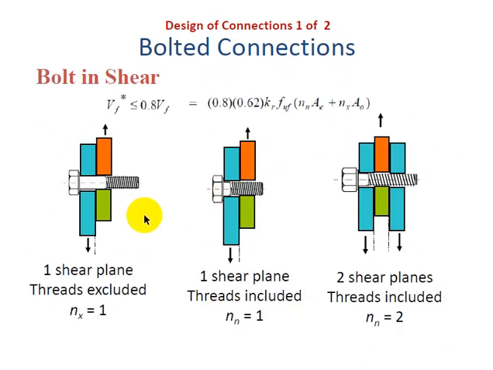All right, so what do we mean by the shear plane? The shear plane is basically the interface between our plates. For example, we have a bolt here and two plates here, so this is the shear plane. When you have three plates, for example like here, you're going to have two shear planes. If you have four plates, you're going to have three shear planes. So it's basically the number of plates minus one that gives your number of shear planes.